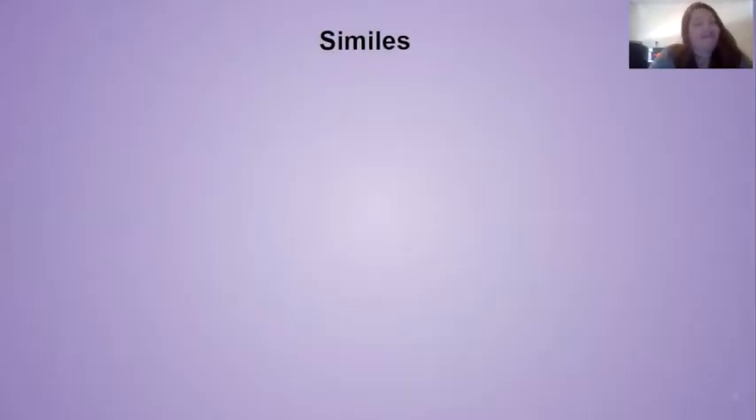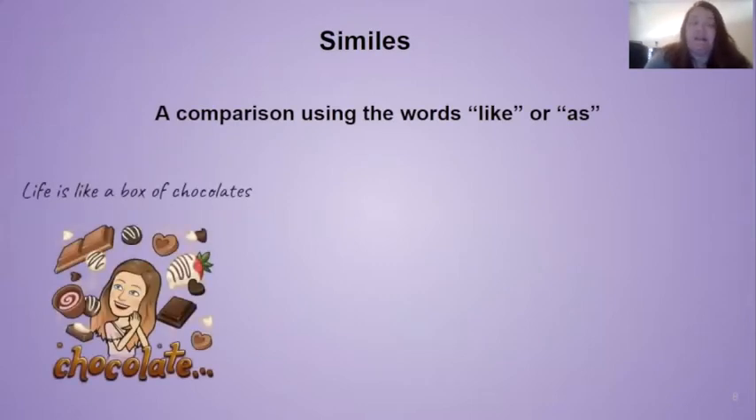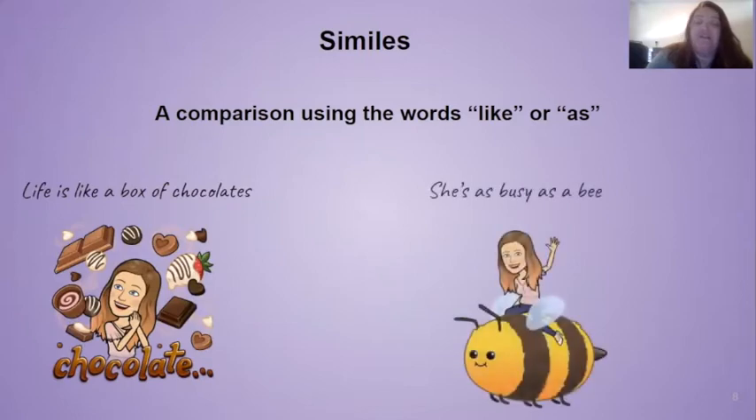Plus it's fun. So similes, a comparison using the words like or as. Life is like a box of chocolates. She's as busy as a bee. So when you look at those, the author is saying, life is like a box of chocolates. You could take this many different ways. Maybe life is like a box of chocolates because of all the choices. Maybe because, like in Forrest Gump, life is like a box of chocolates because you never know what you're going to get until you really bite into it. She's as busy as a bee. Bees are never stopping. They're always doing something. So if you're as busy as a bee, you're always doing something.